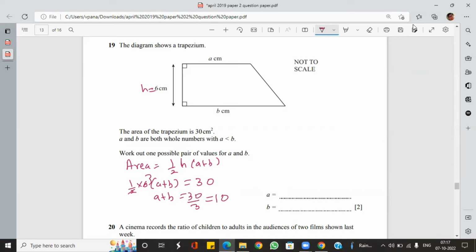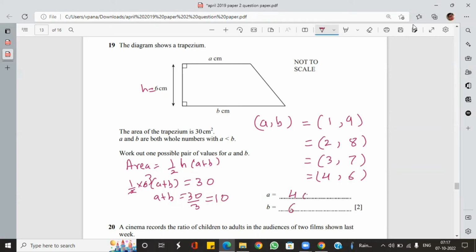Then you have to find the possible values of a and b where a is less than b. It could be a is 1 and b is 9. The sum of them should be 10. Then it could be a is 2 and b is 8. It could be a is 3 and b is 7. It could be a is 4 and b is 6. These are the only 4 possibilities, so any one possibility you can write. So 4 centimeters and 6 centimeters could be the values of a and b.